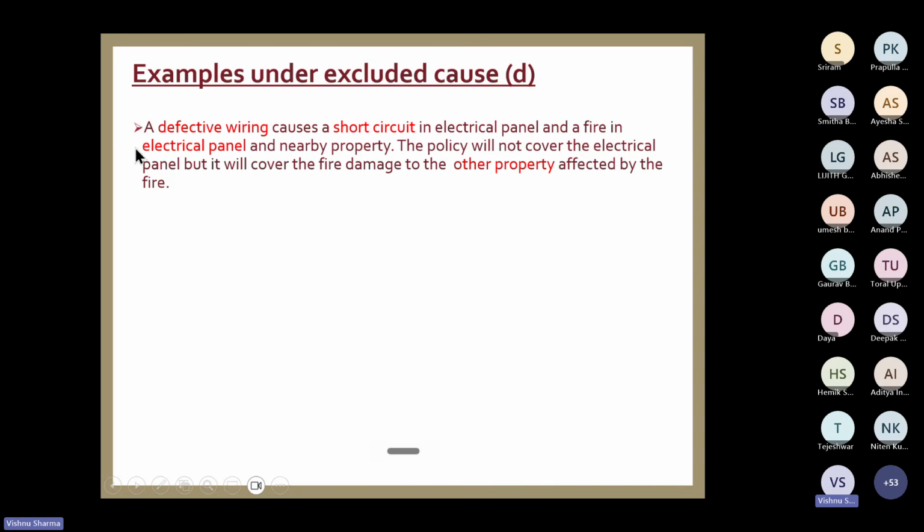So the panel, I told you, is immediate damage: the portion of the project which is directly damaged due to faulty work. Okay, that is excluded. But nearby property which was correctly executed or correctly designed, other property, that shall be paid. It will cover the nearby property. Okay. This is exclusion D.